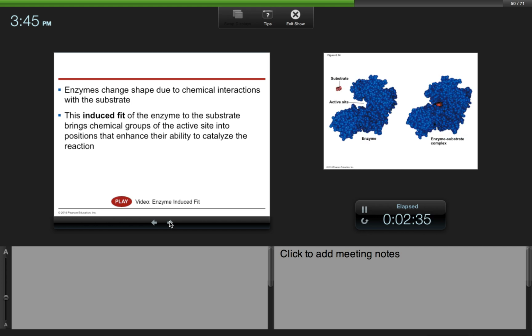Enzymes change shape due to chemical interactions with the substrate. The induced fit of the enzyme to the substrate brings chemical groups of the active site into positions that enhance their ability to catalyze the reaction.